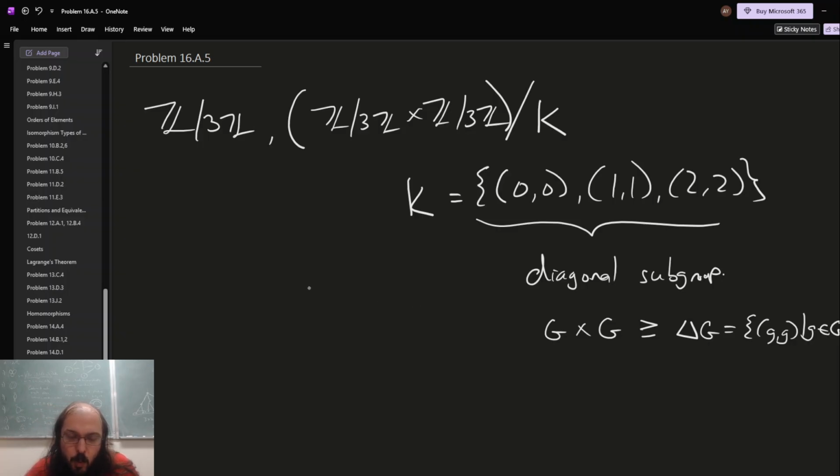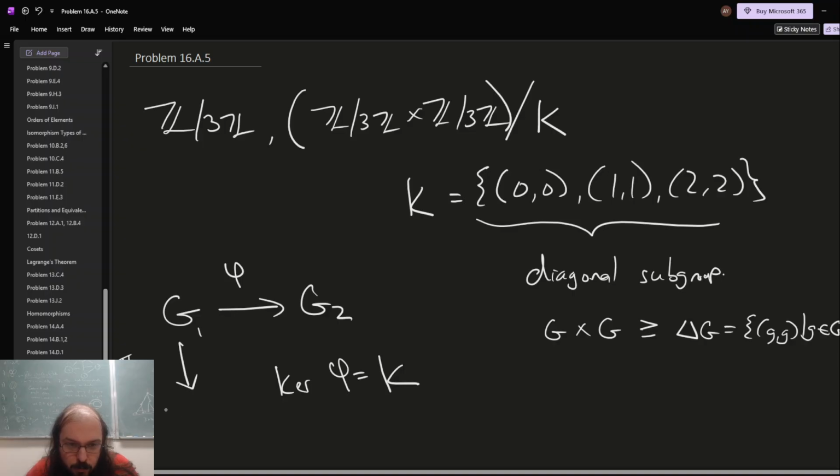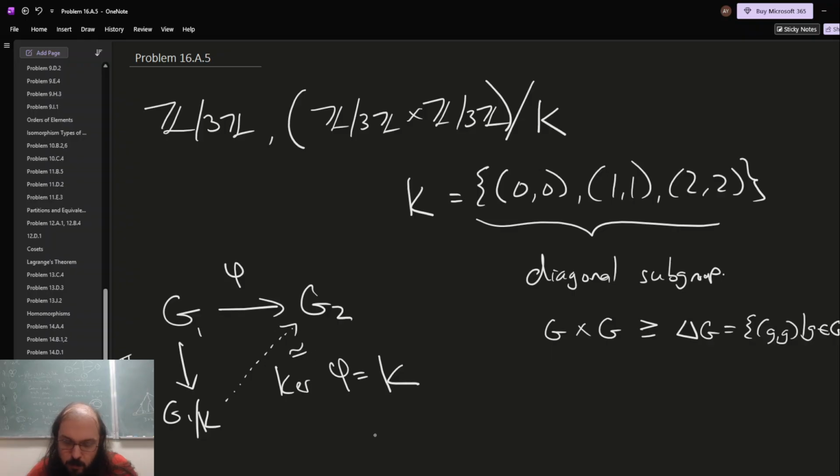In any case, the way that we go about applying this fundamental homomorphism theorem is, given two groups, the one with the quotient group, I make a map from G1 to G2 whose kernel equals the thing that we quotient by. And then the fundamental homomorphism theorem says I also have this natural quotient map to G1 mod K. And the theorem says, here is my isomorphism, which we talked about in the videos. There will be an isomorphism between them.